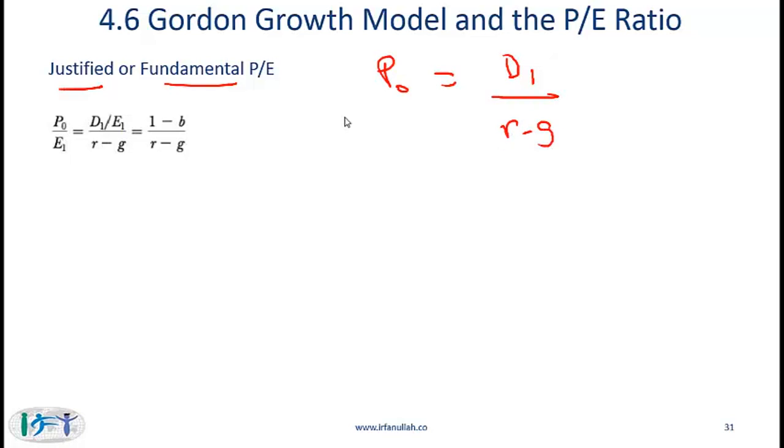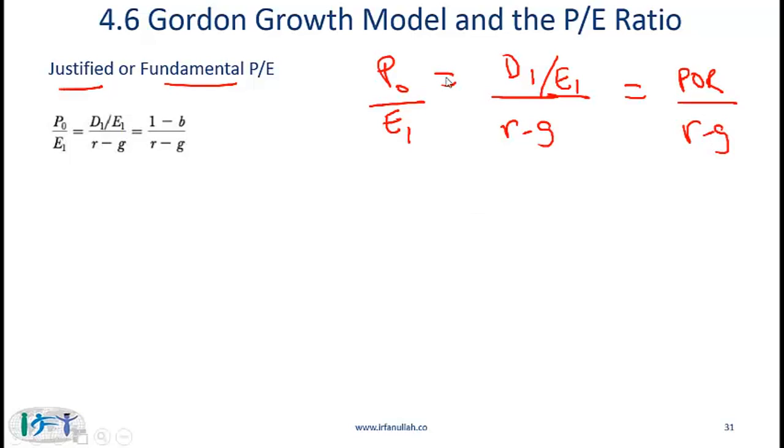If you divide both sides of the equation by E1, then you have P0 over E1, which is the leading PE ratio. And on the right, you have D1 over E1, which is essentially the payout ratio. So P0 over E1 is the payout ratio divided by R minus G.